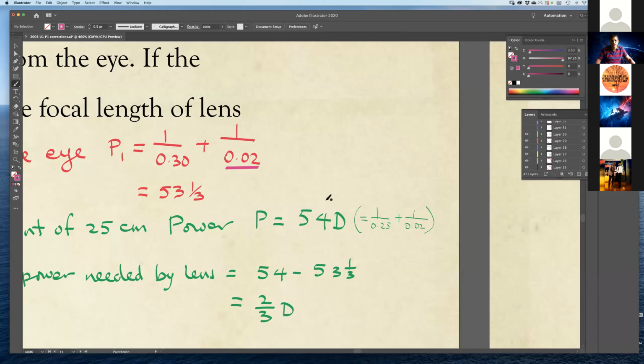54 diopters is the power of what we call the normal person. Now, what is the normal person? The normal person is a person who has a near point of 25 centimeters, meaning that a normal person can read something that is 25 centimeters from their eyes. Tell me if you're okay with that.